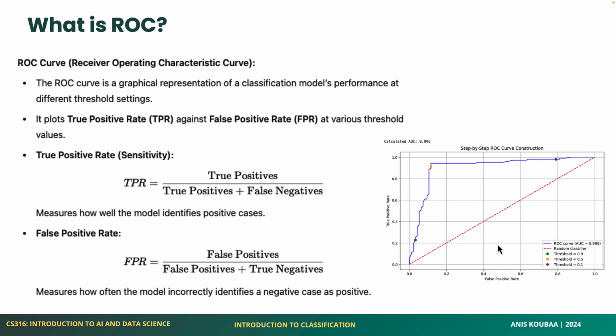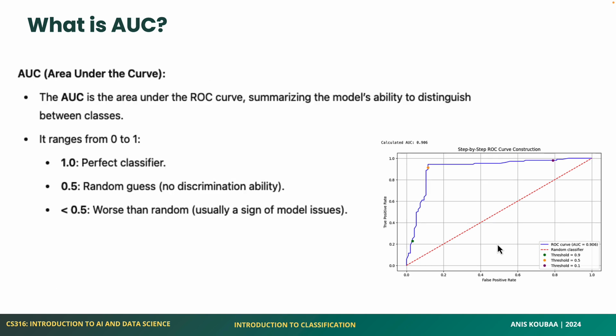If you have an area close to 1, I will show the interpretation. The area under the curve summarizes the model's ability to distinguish between classes. And look, now we have a square 1 by 1, so the total area of this square is 1. The area under the curve is the sum of the area here, and we can make an integration of this curve to find this area.